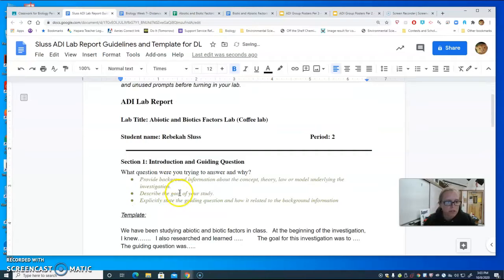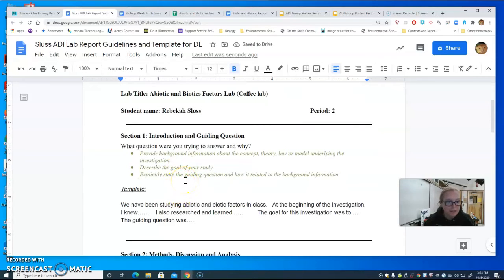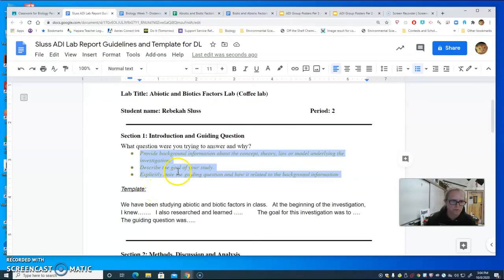Okay, so introduction and guiding questions. In this section, what was in the green is questions that you need to answer and include in your paragraph. So I want you to provide background information about the concept, what the goal was, etc. The green font is just here to help guide you with what needs to go in. So I hope that wasn't confusing. I'm getting some questions about that. So just refer to that and then you can take it off at the end.